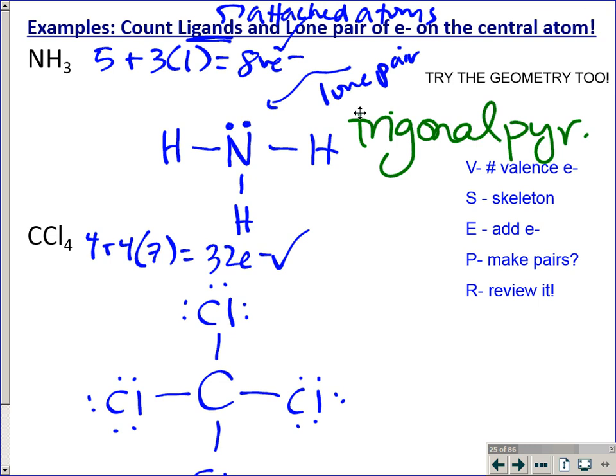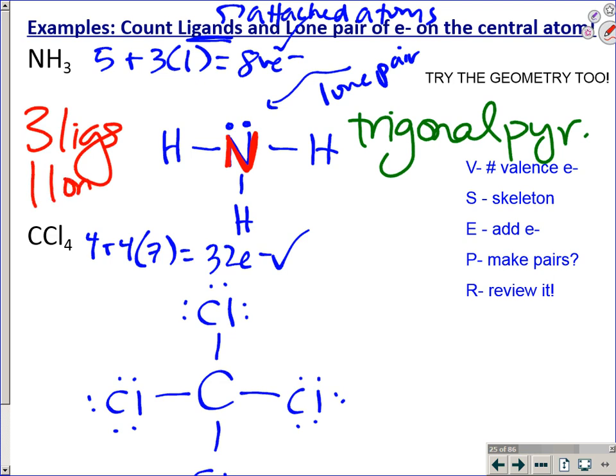Okay, so we have now decided, how many ligands is this? 3. Okay, so you guys are saying 3 ligands. And we're looking at the central atom of this. The central atom has 3 ligands and what? One lone pair. So if you have 3 ligands and 1 lone pair, you are what shape? Okay. Triangle pyramid. You are not a fidget spinner, please.